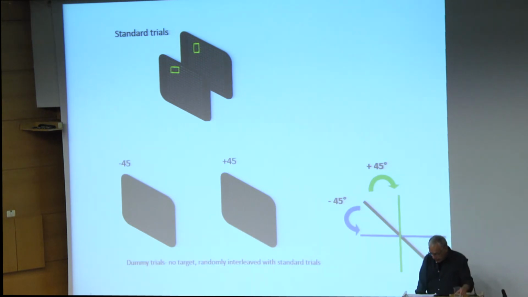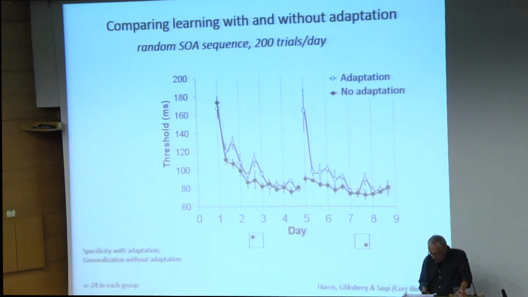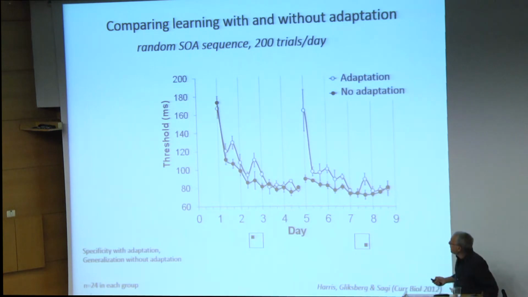And mixing this with the target elements is expected to reduce adaptation. And these are the learning curves. So here we have 3 measurements every day. And we have 2 conditions, with adaptation and without adaptation. So with adaptation, we get these curves. So we see that on day 1, we start learning, and then we get deterioration.